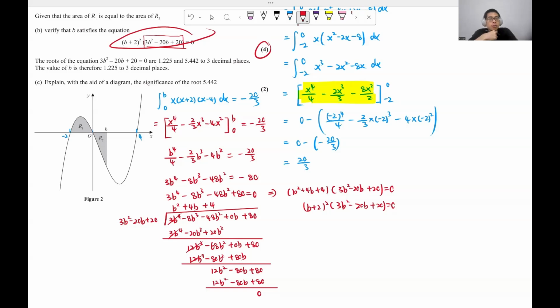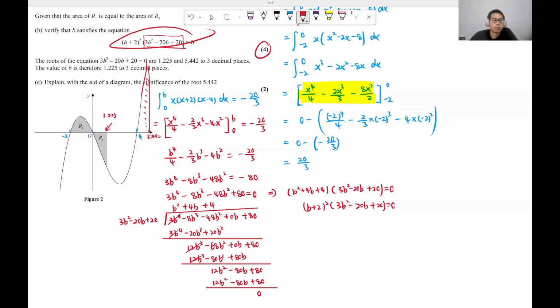All right. The roots of the equation 3b squared minus 20b plus 20 equal to 0 are 1.225 and 5.442 to 3 decimal places. And then the value of b is therefore 1.225 to 3 decimal places. So yes, here is roughly 1.225. And also the other value is 5.442. So 4 is here, so 5.442 should be roughly somewhere here. So that means there will be another region like this.